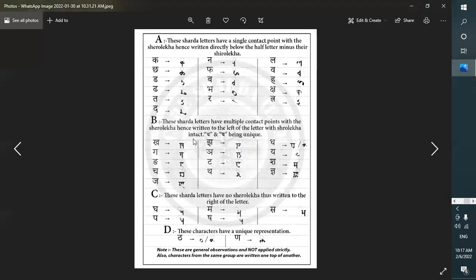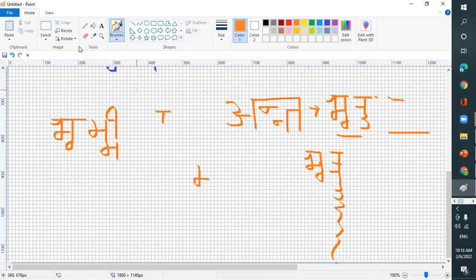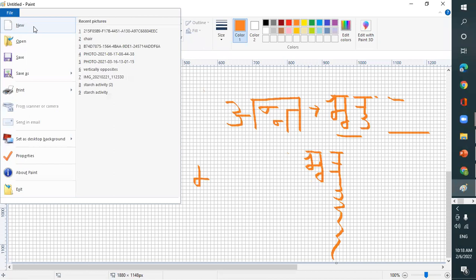Okay, now this is a very, very important chart, which we will also send on your WhatsApp groups, with what we have done and have learned so far. Now I will come to my page here, then I'll tell you what I'm trying to say.